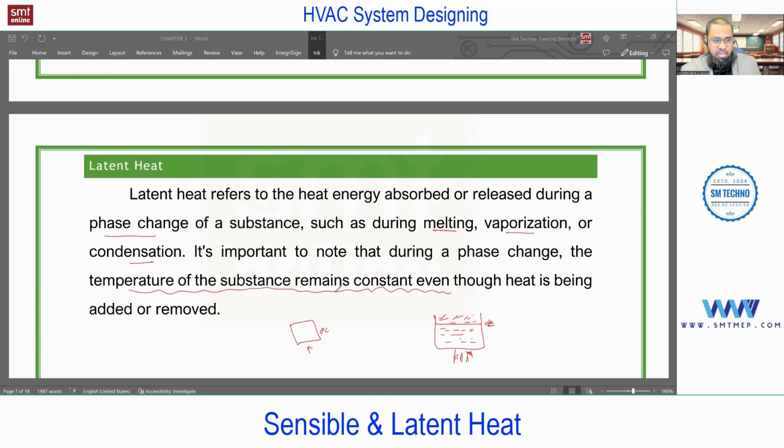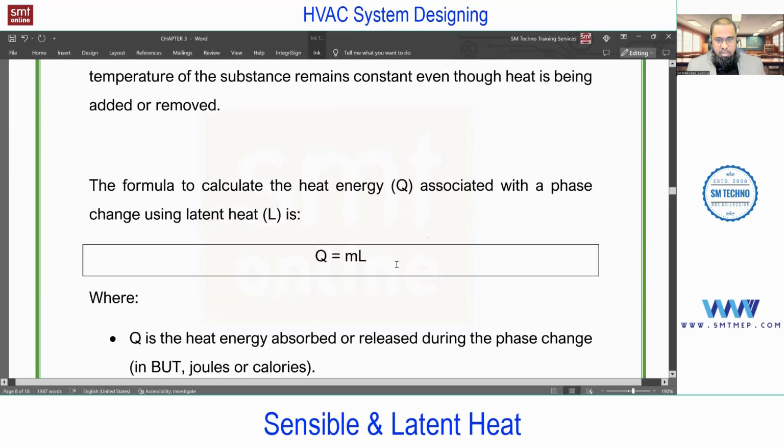Again, that change of phase comes at a latent. Okay, so this sensible latent will be used throughout the load calculation, as per this type of source. You will find the formula also for this latent.